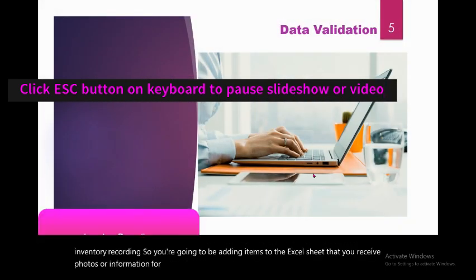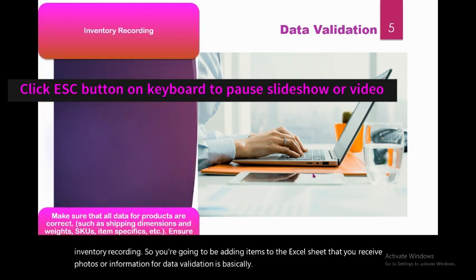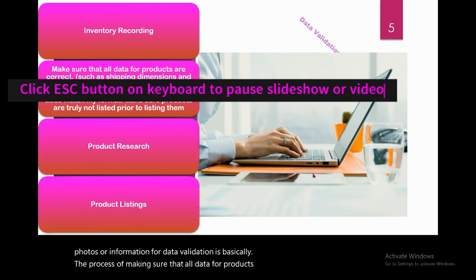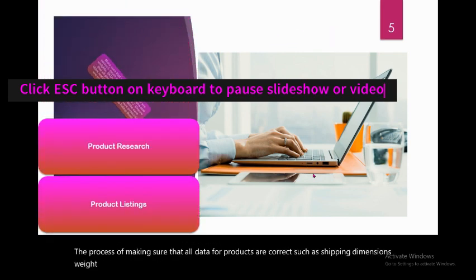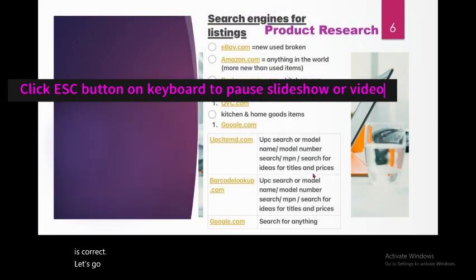Data validation is basically the process of making sure that all data for products are correct, such as shipping dimensions, weight, SKUs, and ensure that all the photos are uploaded and all the information on the listing is correct. Let's go to the next slide.